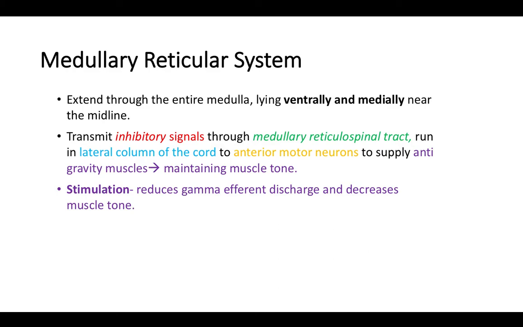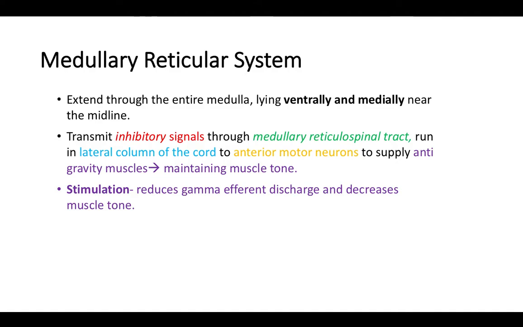Now, the medullary reticular system extends through the entire medulla. It lies more ventrally and medially, near the midline. This one transmits inhibitory signals through the medullary reticulospinal tract, which runs in the lateral column of the spinal cord and reaches the anterior motor neurons via interneurons to supply the anti-gravity muscles. It causes relaxation of anti-gravity muscles by reducing the gamma efferent discharge and decreasing muscle tone.